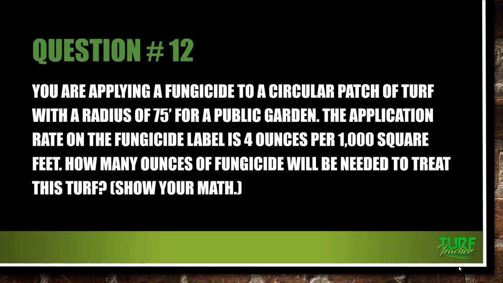Question number 12. You are applying a fungicide to a circular patch of turf with a radius of 75 feet for a public garden. The application rate on the fungicide label is 4 ounces per 1,000 square feet. How many ounces of fungicide will be needed to treat this turf? Show your math. Well, we need to know what the area is of a circle. And that, my friends, is pi r squared, where pi is a constant of 3.14. Let's do the math.